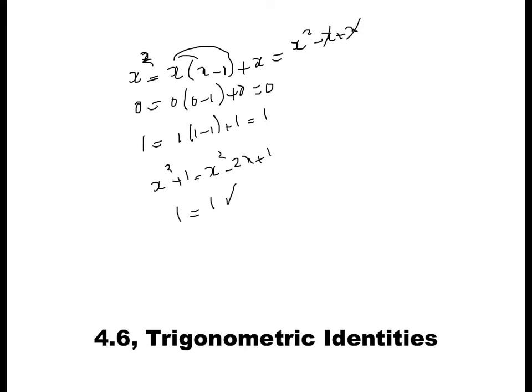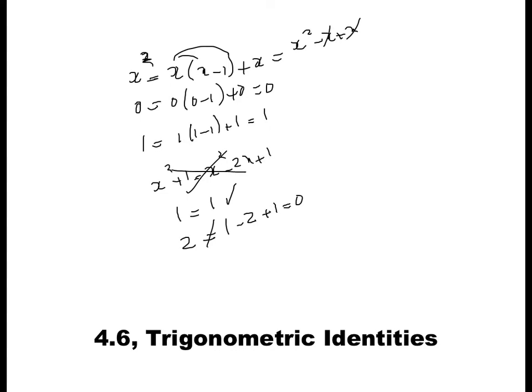Now let's assume that x is 1. Then 1 squared plus 1 is going to give us 2, and 1 squared, which is 1, minus 2 times 1, which is 2, plus 1 is going to give us 0. And you can see that these two, 2 and 0, are not equal. So this expression is not always true. It's true for x equal to 0, but it's not true for x equal to 1. This is not an identity.